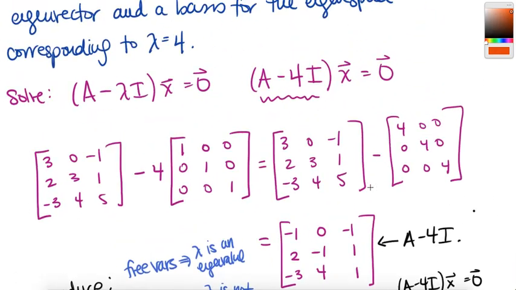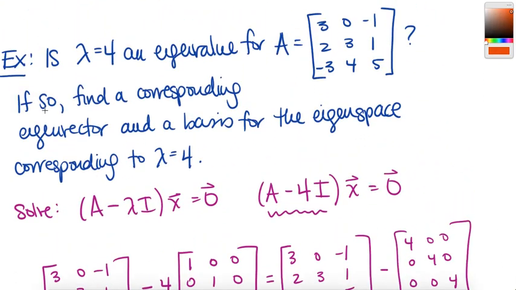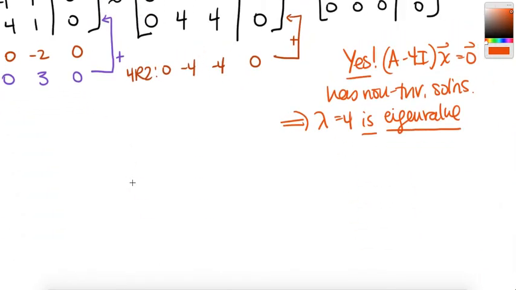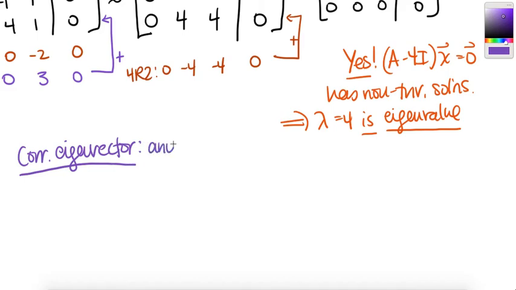And you might remember, let's come back up here. If so, find a corresponding eigenvector and a basis for the eigenspace. Okay, so that's kind of a lot of terminology. And let's write some of that down. Okay, so, all right. A corresponding eigenvector is just any specific solution to this equation.